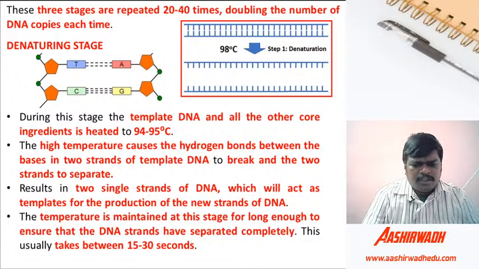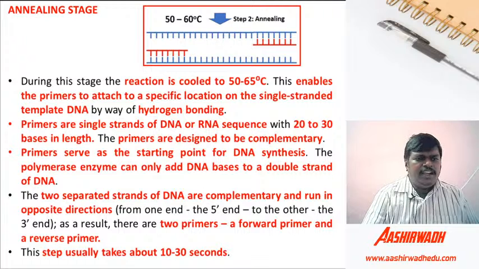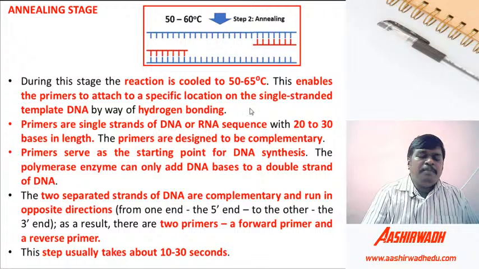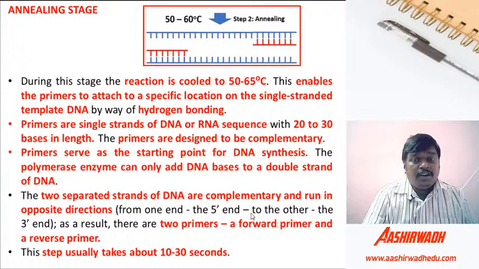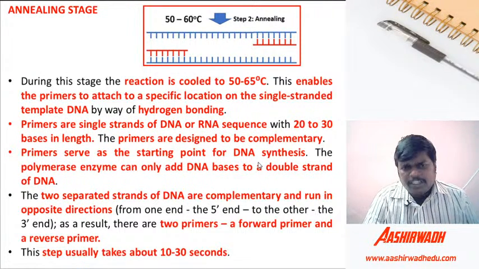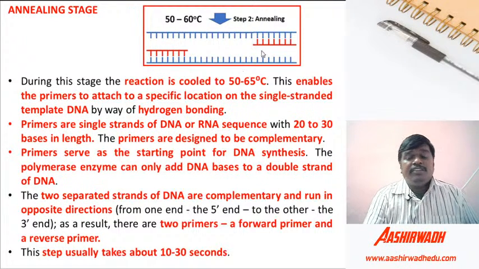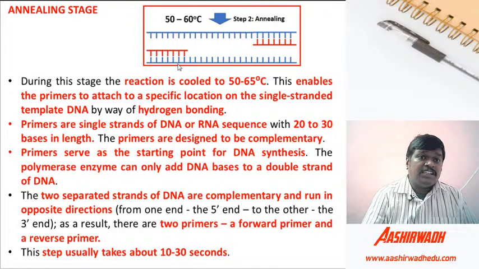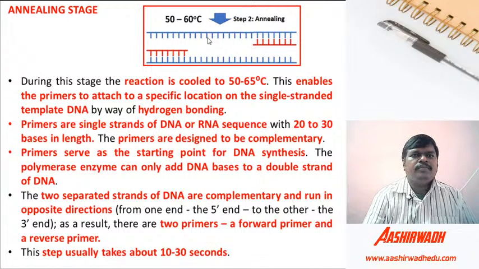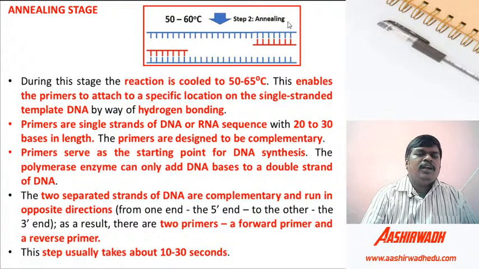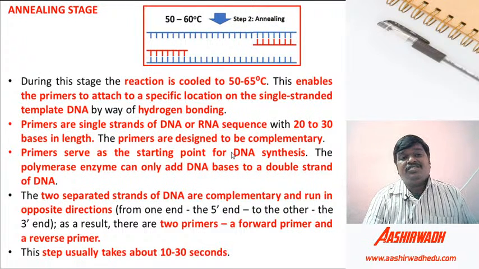The next step is called the annealing stage. In the annealing process, the temperature is lowered from 94 to 95 degrees Celsius. It is immediately cooled to 50 to 65 degrees Celsius. This reduction in temperature enables the RNA primer to attach to the single-stranded templates, one from the 5' direction, the other from the 3' direction. This attachment of primer to the single-strand DNA template is called annealing.